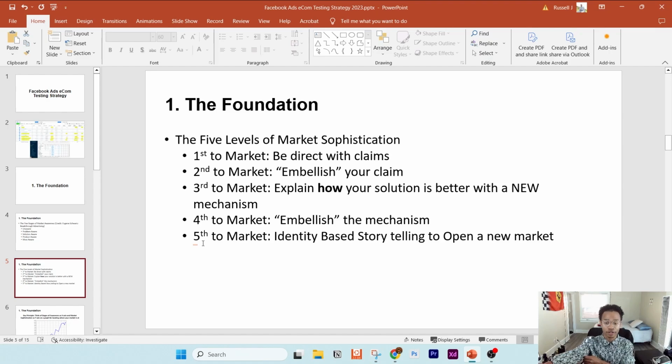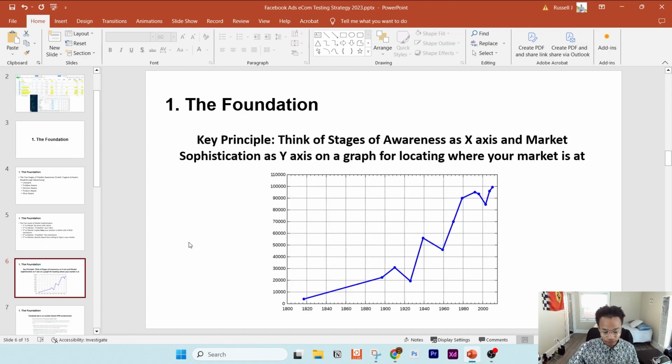So fifth to market is obviously the hardest to deal with, and first to market is usually the easiest. Now, with most products, you're either going to be third to market, you're probably going to be in the third to market range or the fifth to market range, right? So keep that in mind. Here's a key principle.